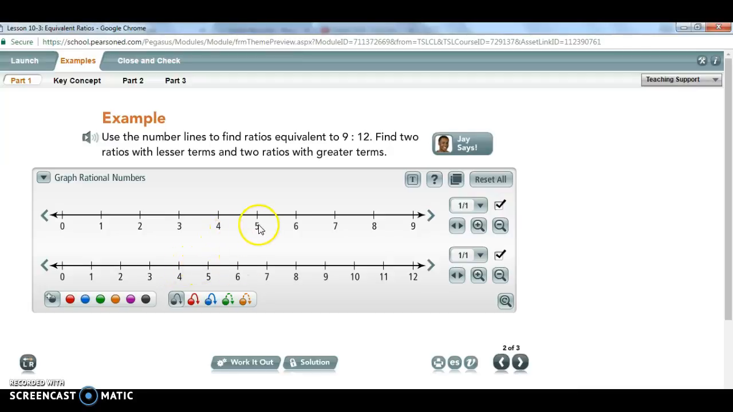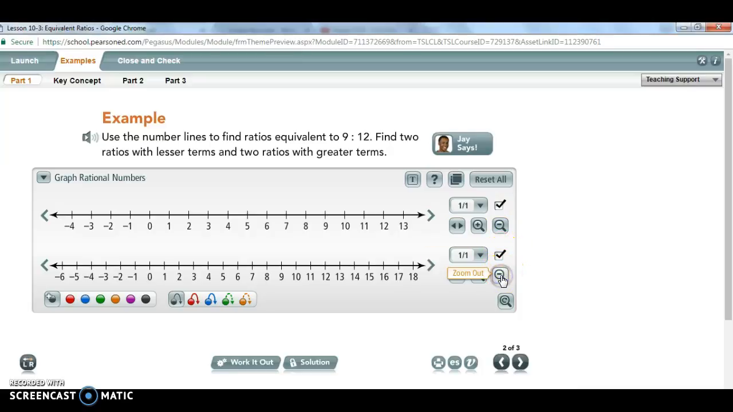And the next time that any numbers match up are 6 and 8. So 6 to 8 is the equivalent ratio with lesser terms to 9 and 12. I also need to find 2 ratios with greater terms, so numbers bigger than 9 and 12. So what I'm going to do is zoom out on both of these number lines so I can still see my 9 and my 12 are lined up exactly.